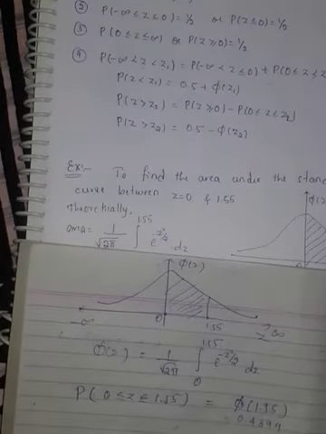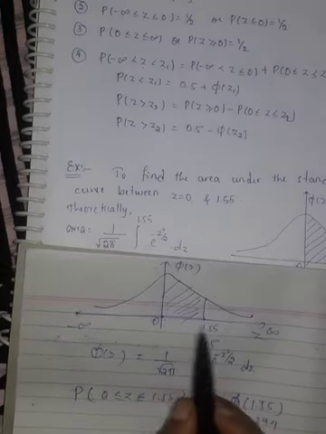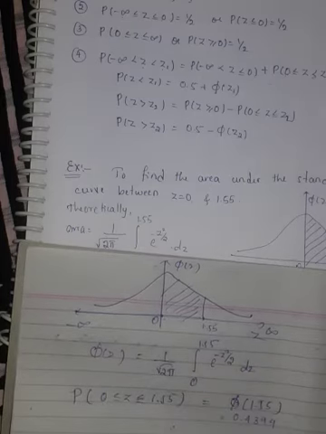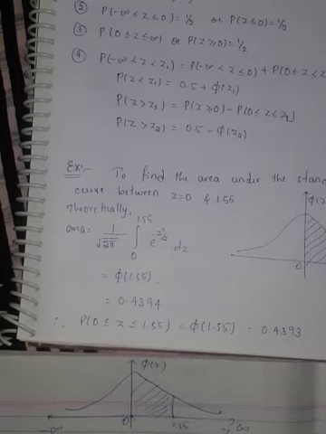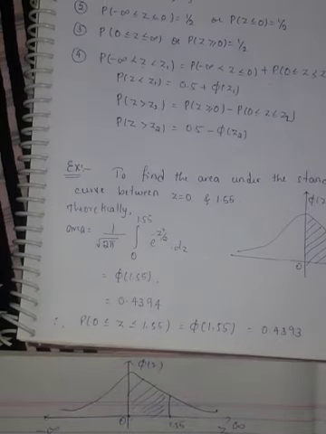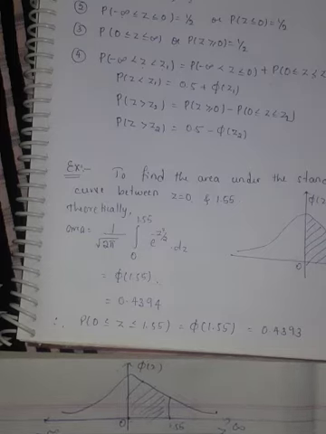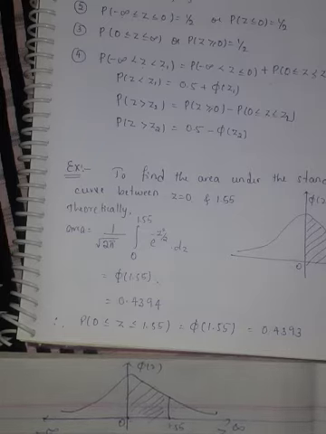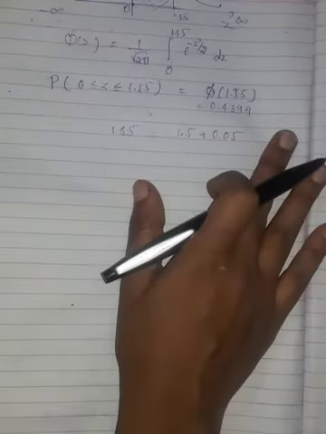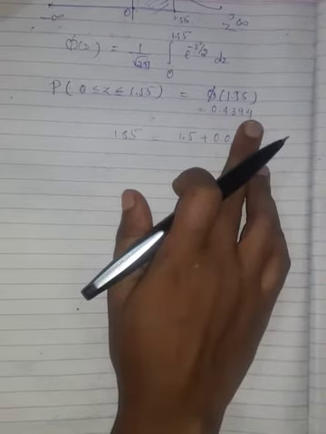The area under the standard normal curve between 0 and 1.55 is 0.4394. If you calculate theoretically, by integrating with the upper limit 1.55 and lower limit 0, you will get the same answer. But if you use the normal probability table, you will get the direct answer like this.